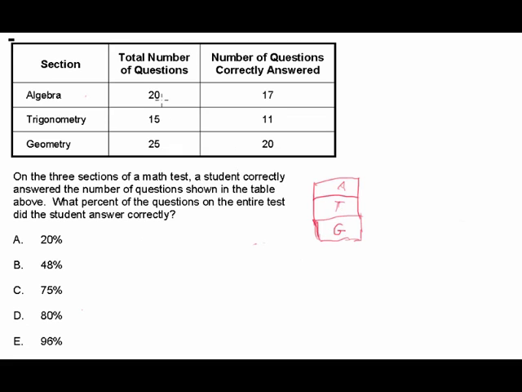Okay, well, now there are a total number of questions in the algebra section. So if we get a total here of 20, and the student answered 17 correct here. Here on trigonometry, the student had a total of 15 questions, and out of the 15, the student answered 11 correctly. Total number of questions on the geometry section were 25, and the student answered 20 correctly.